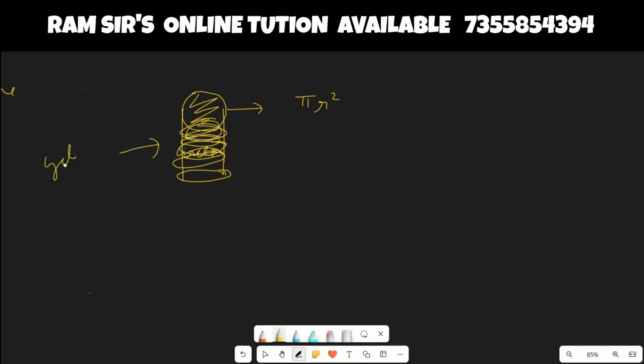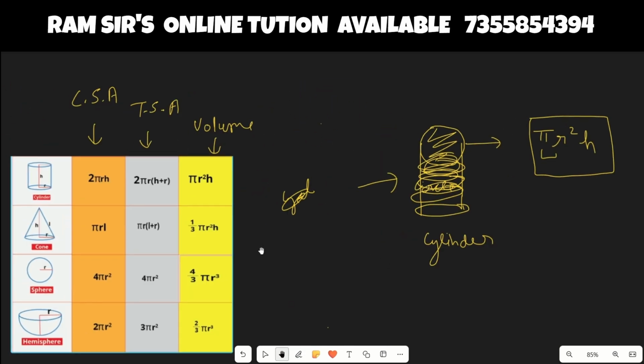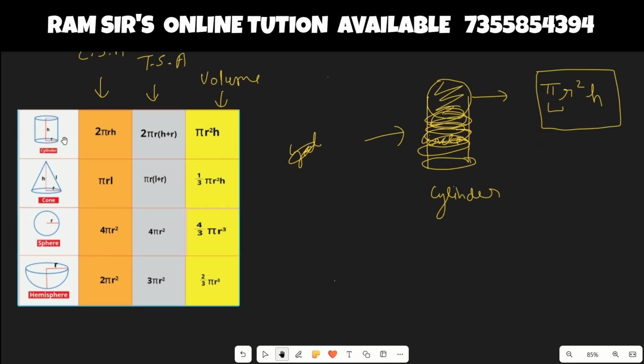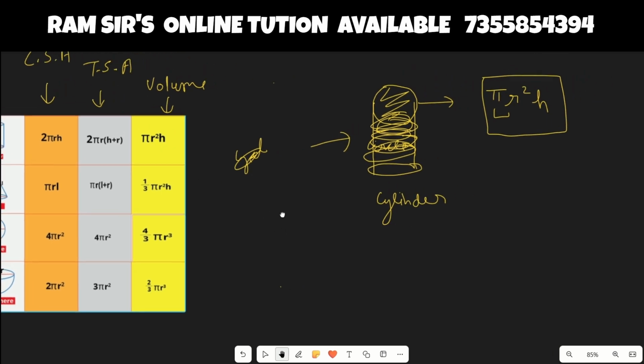I write here cylinder. So it looks like a cylinder if we add a height to pi r square. Now it becomes pi r square h, which is the volume of the cylinder. See, this is a figure of a cylinder, and this is the volume. So our volume is pi r square h.